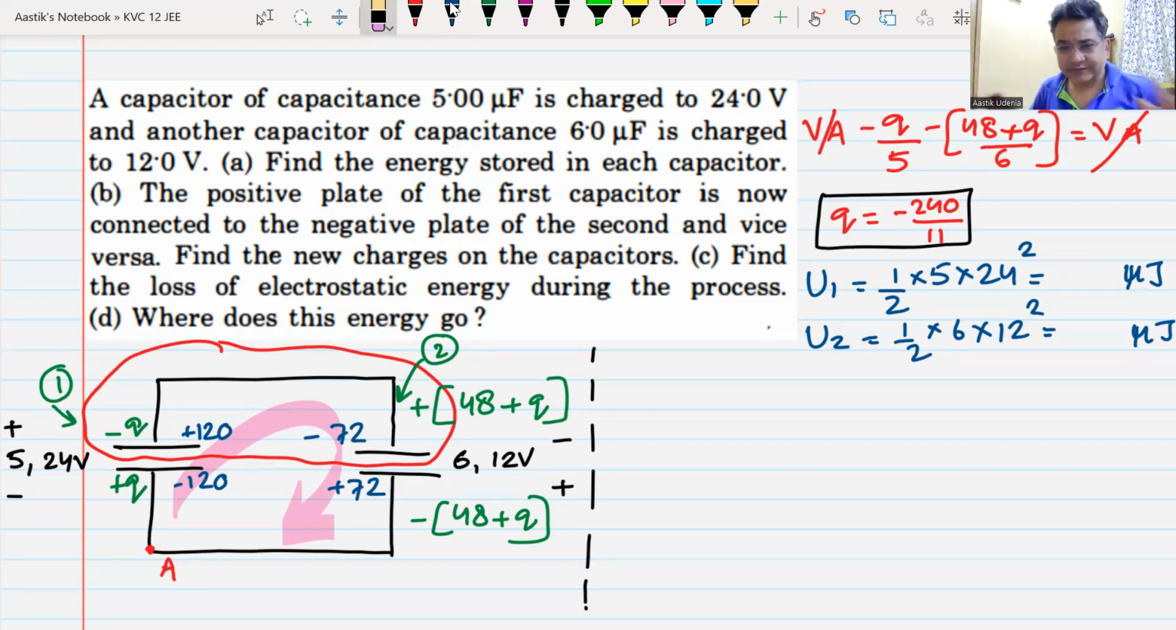Take a deep breath. You can find out the initial and final energy. Let's not waste time on this. You can find out the final energies. What are the final energies? You can find it out by Q square by 2C. You can do that, yes or no?